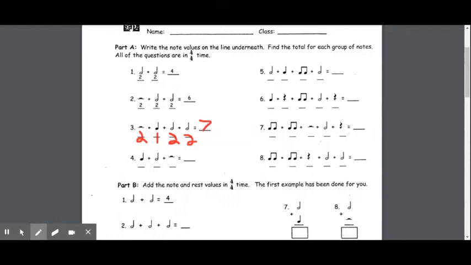Going on, let's do one more together. I'm going to skip ahead a little bit. You can do number 4 on your own. Let's do a tricky one together. I'm going to go to number 6. We have our quarter note with 1 beat.